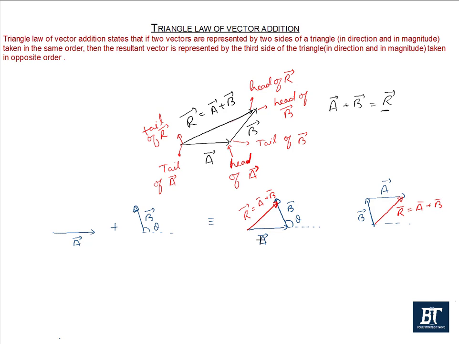We had discussed in our last lecture that when we represent a vector by an arrow, the length of the vector gives us the magnitude.